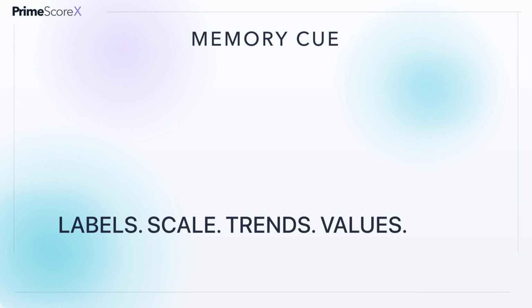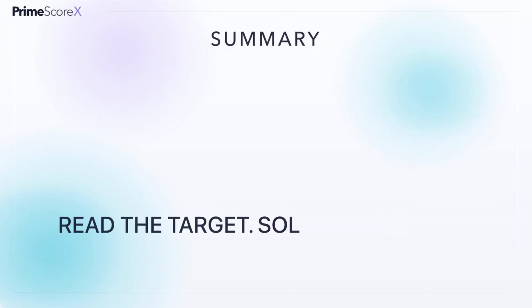Here is the memory cue for this lesson: labels, scale, trends, and values. Keep those ideas in mind as you solve. They will help you read the question accurately, set up the math correctly, and avoid the most common traps. The final takeaway is simple: read the target, build the setup, solve with control, and verify before selecting.